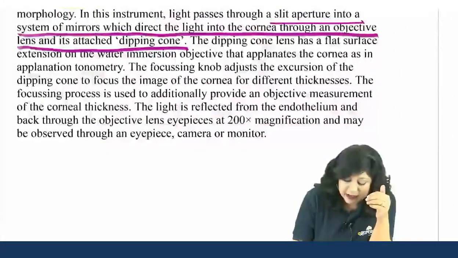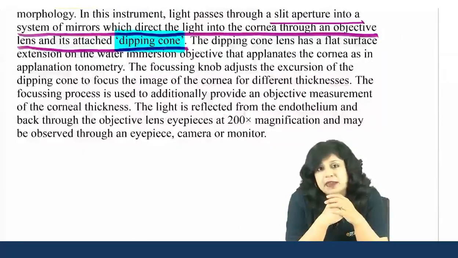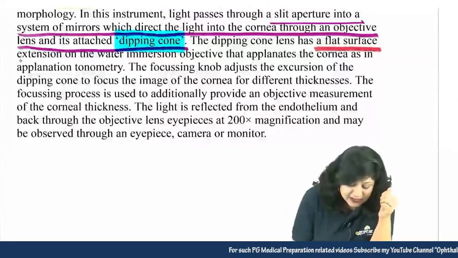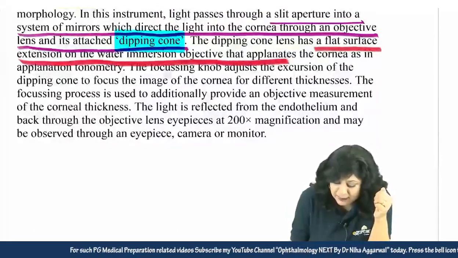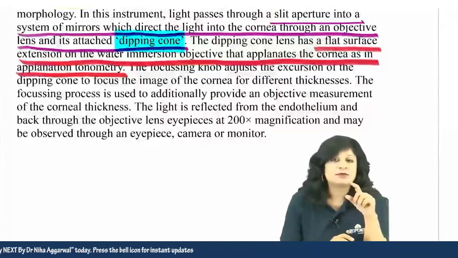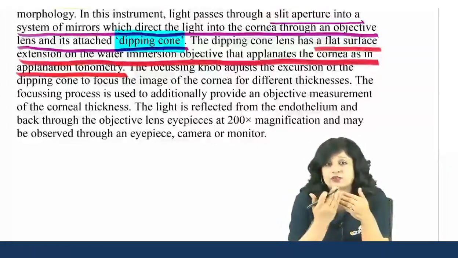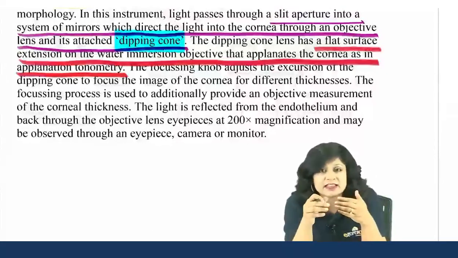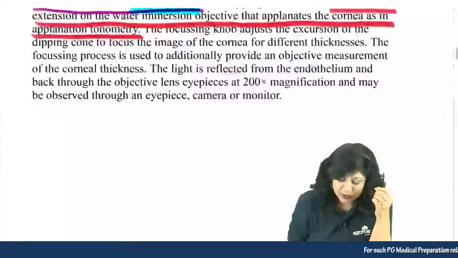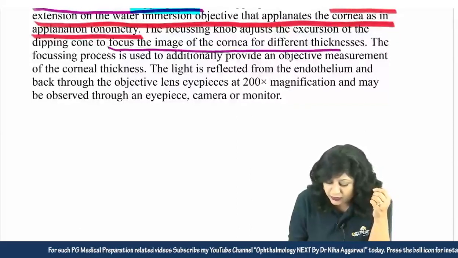Now I think you must be wondering what this dipping cone is. So the dipping cone, as they have rightly described, is a flat surface extension on the water immersion objective that applanates the cornea as in applanation tonometry. So it is something related to applanation tonometry, because ultimately this lens also has to touch the surface of the cornea, only then is it able to capture the endothelial layer. The focusing knob adjusts the excursion of the dipping cone so that you are able to focus the image of the cornea for the different thicknesses.